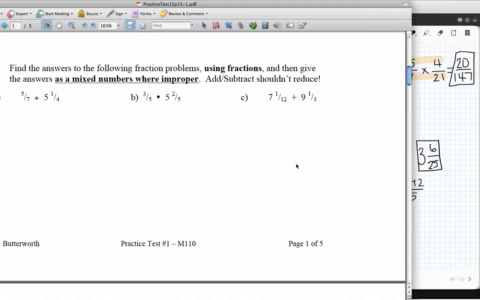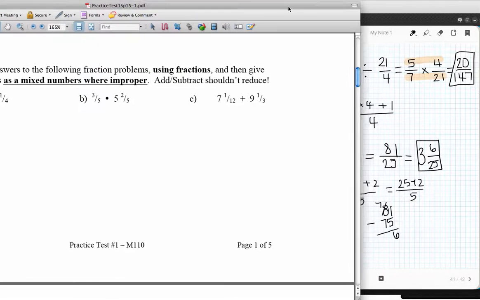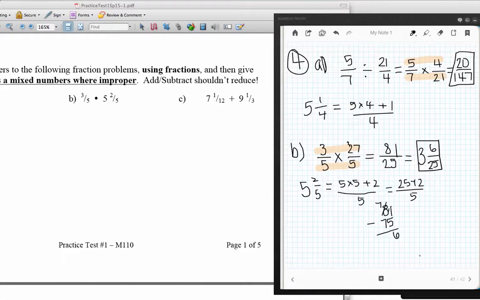So now, moving over here to the last one, we have 7 and 1/12 plus 9 and 1/3. Again, we are going to have to build some higher terms, but this one's pretty easy. You may be thinking, yeah, right, but the reason that this one is pretty easy is because 3 is a factor of 12. That makes it really nice to find the least common denominator, because 12 is the least common denominator.